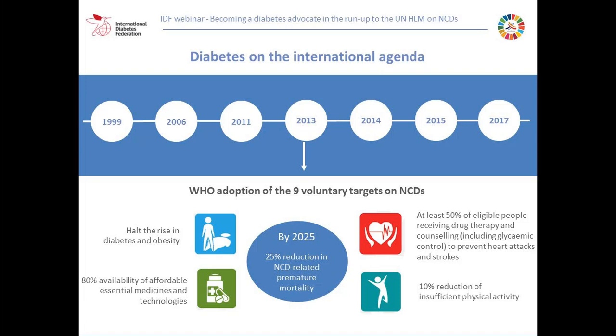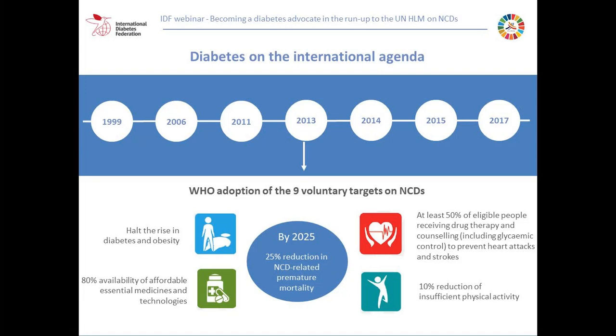So the first one is to halt the rise in diabetes and obesity by 2025. Actually, diabetes is the only NCD that has its own voluntary target. The second important target for us is 80% availability of affordable and essential medicines and technologies by 2025. So, of course, diabetes is very dependent on medication, especially for people with type 1. Insulin is key. So, of course, achieving this 80% by 2025 is one of the main aims of IDF.